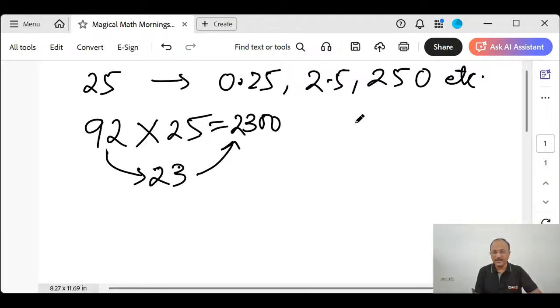Try this. All of you, keep your chat open and try one or two of these questions that I'm going to give you. 25 into 24. What we consider is the reverse. It is nothing but 24 into 25. Just one fourth of 24 you consider, half and half. Put two zeros. What's the answer?